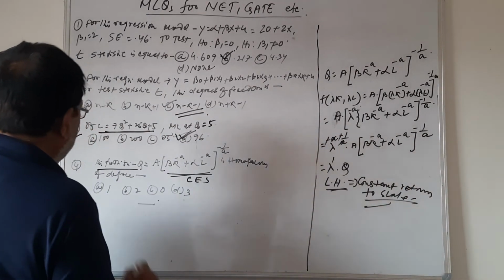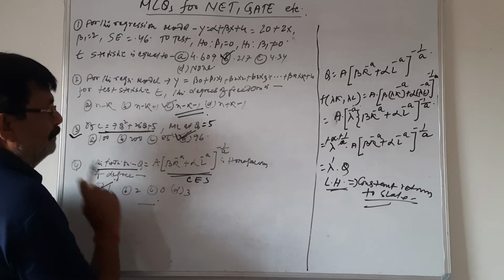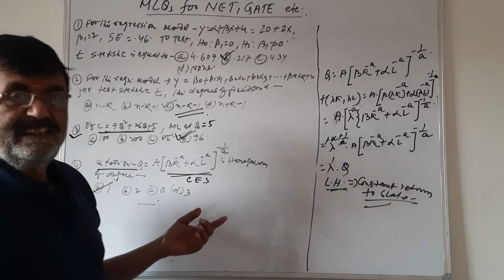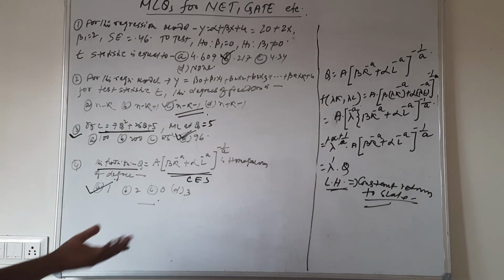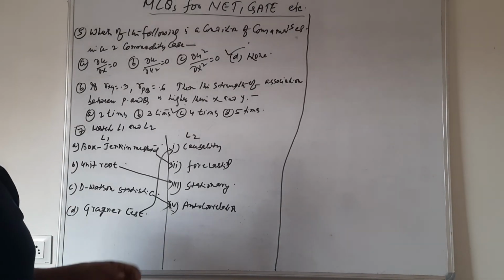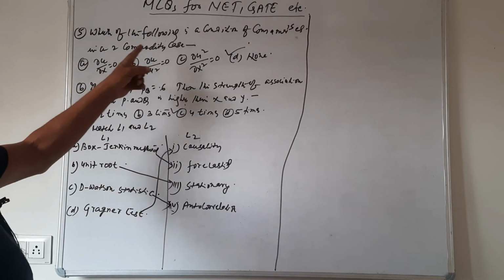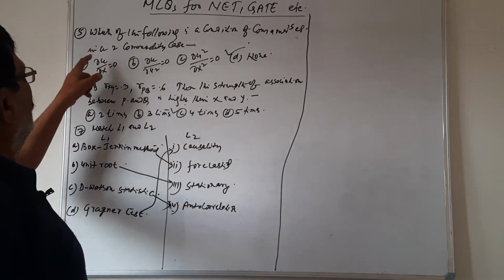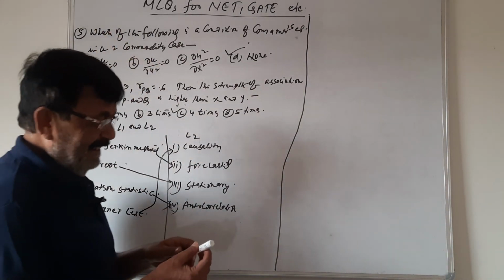So degree of homogeneity will be absolutely 1, as this is the CES production function. I am showing a few more sums. This is the fifth sum. Which of the following is a condition of consumer's equilibrium in a two commodity case?